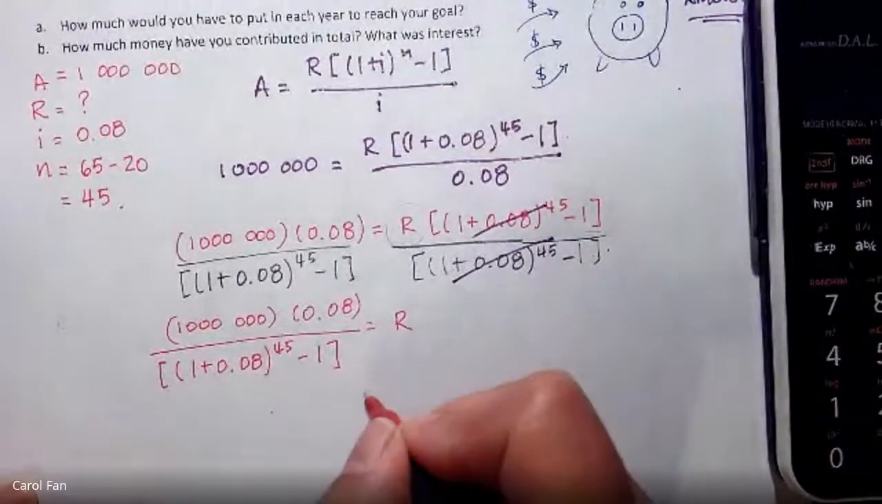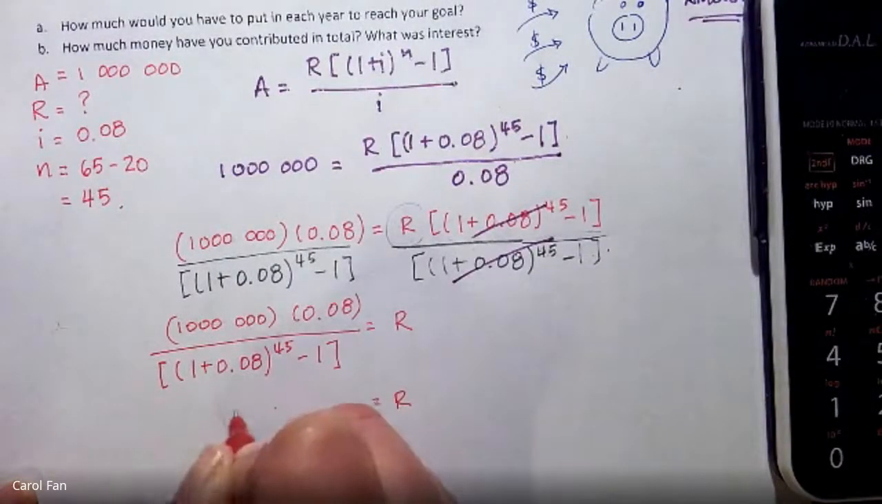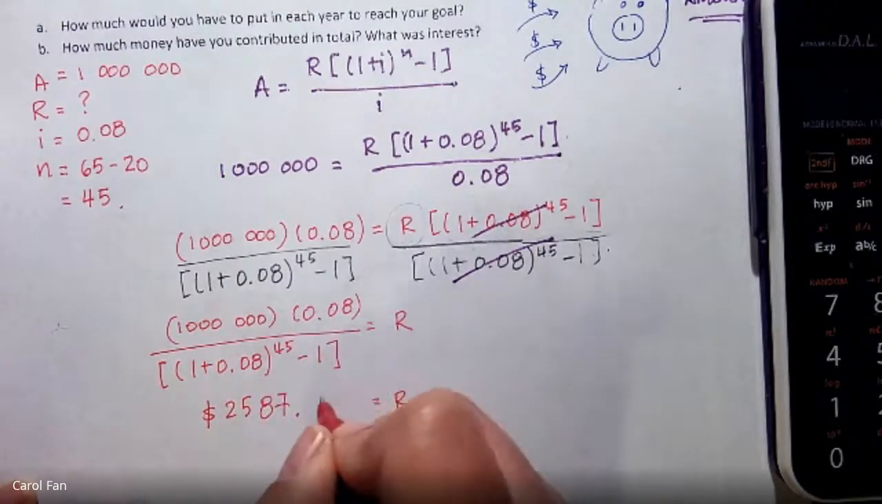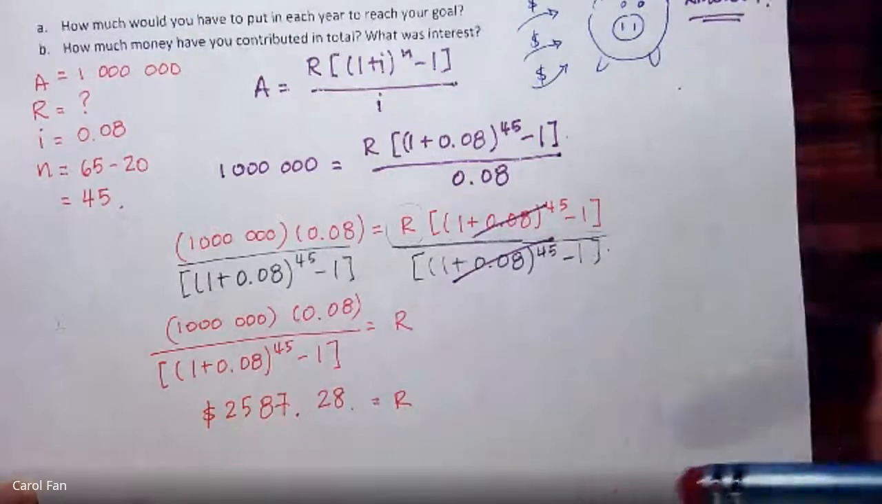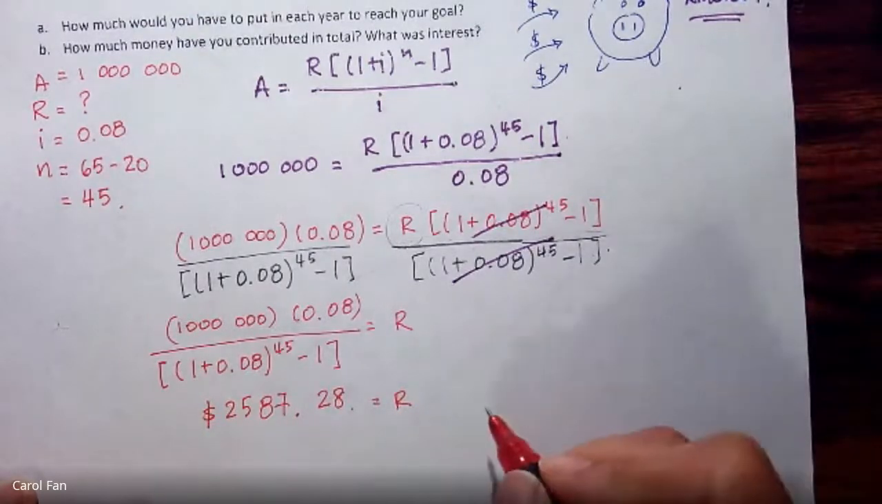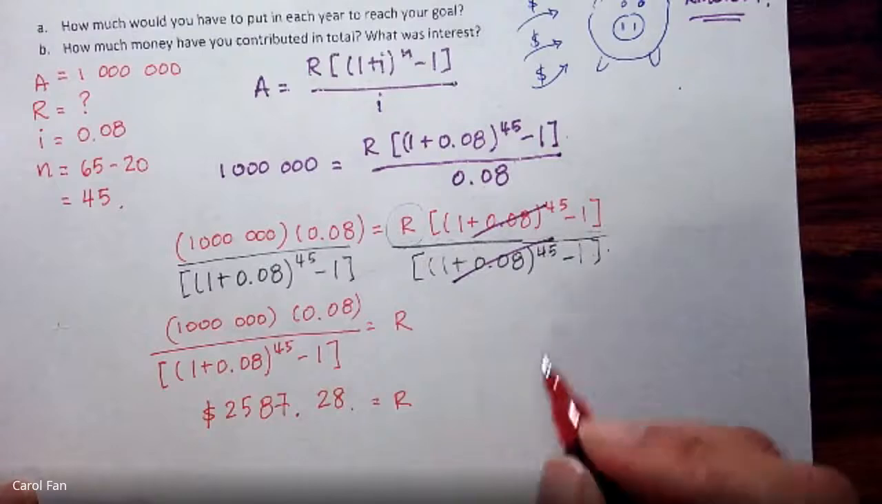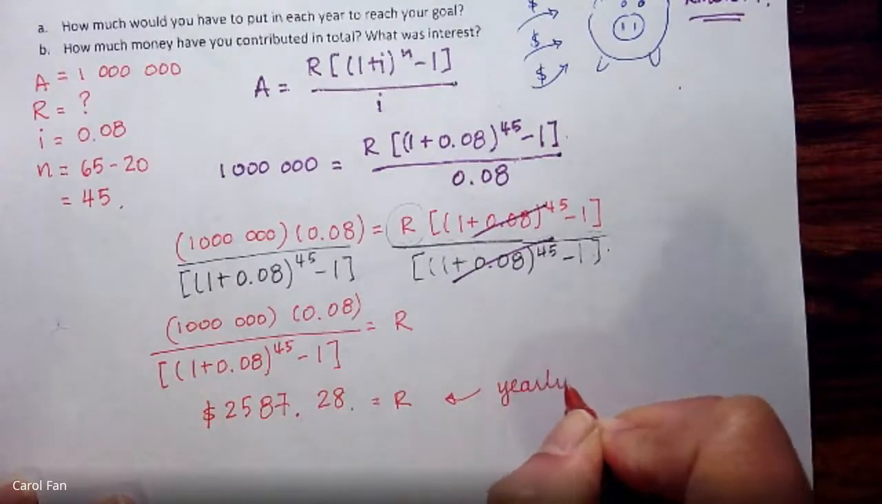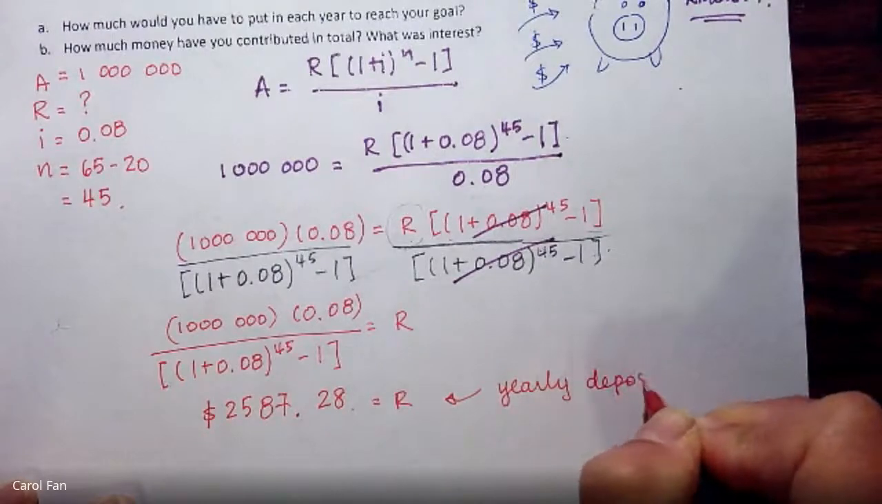So R is equal to $2,587.28. So this is the total amount I'm putting in every year. Yearly deposits.